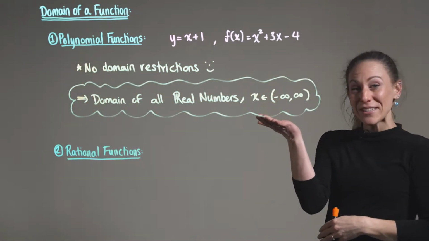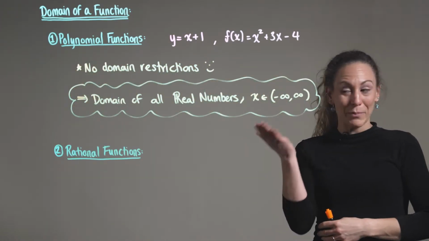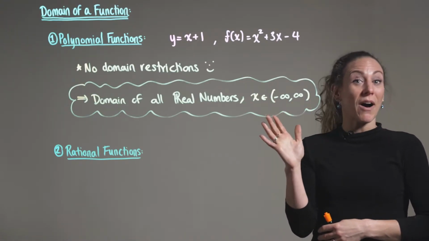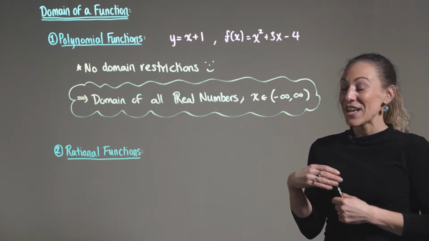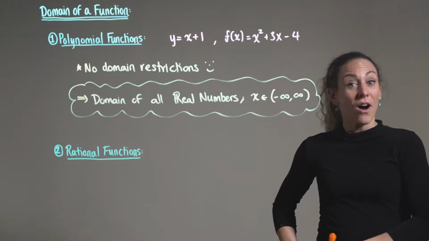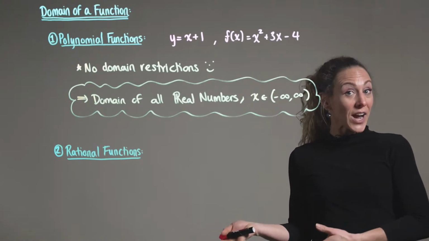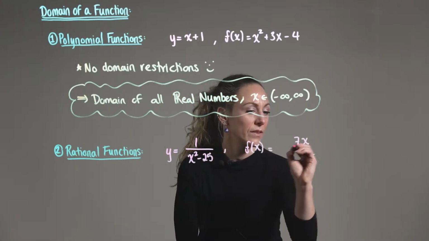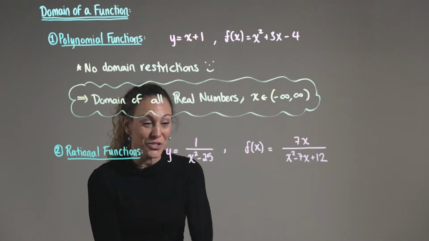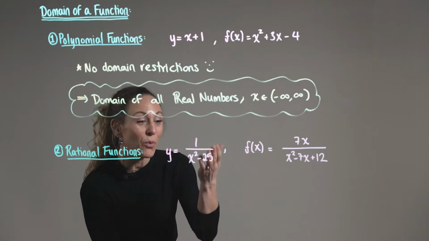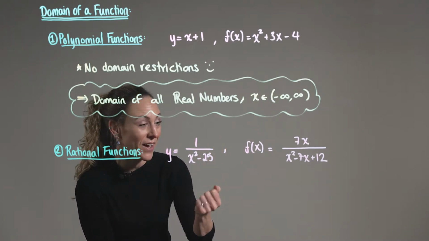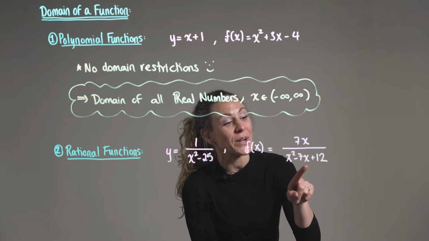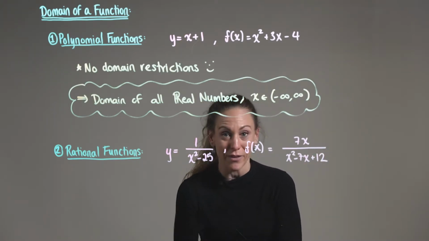I want to point out here that a domain of all real numbers in interval notation is written as negative infinity to positive infinity. The next type of function we need to explore are rational functions, or fraction functions. So some examples of rational functions include y is equal to 1 over x squared minus 25, and f of x is equal to 7x divided by x squared minus 7x plus 12.